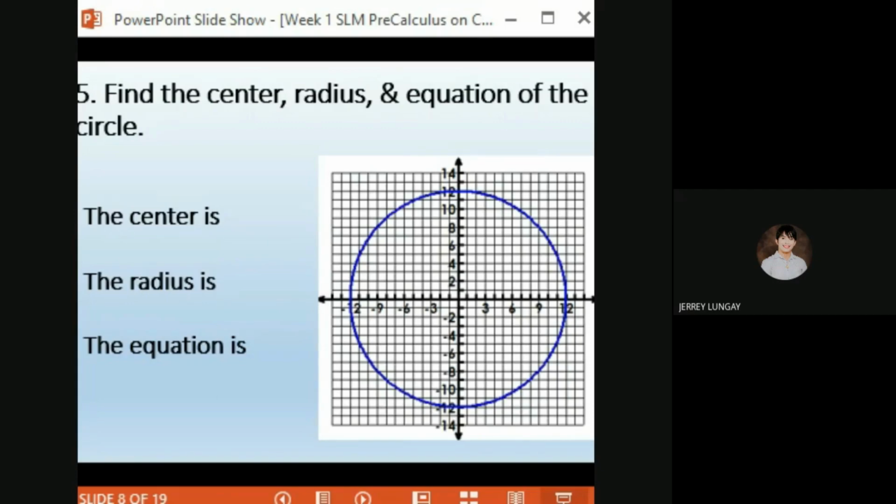Okay, Jude, can you turn on your microphone, please? Why is it that your answer is x squared plus y squared is just equal to 12? Because, sir, zero has no value, sir. And since 12 ang nasa circle, sir, so I put 12 as the radius, sir.